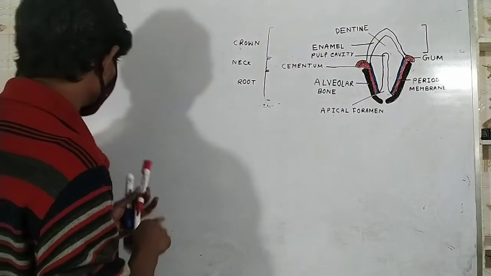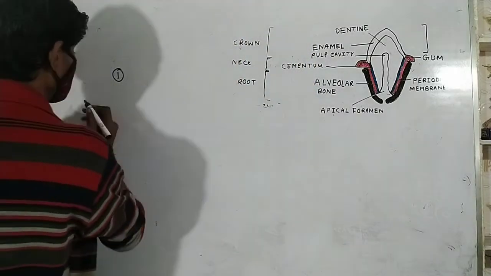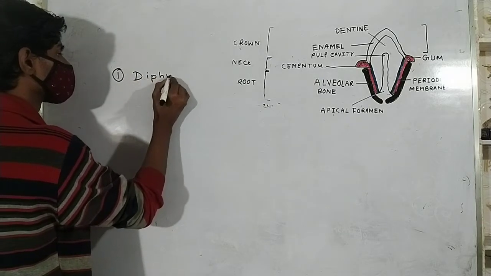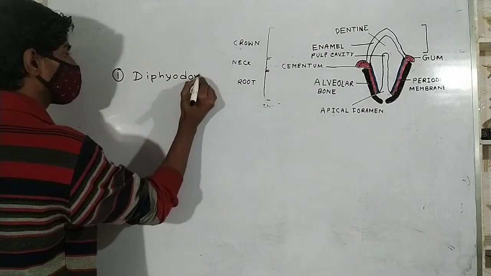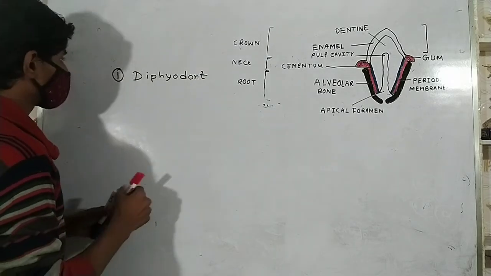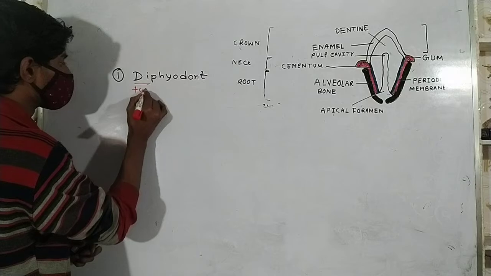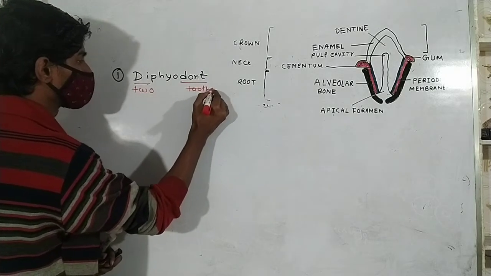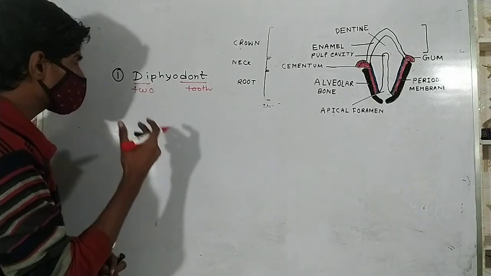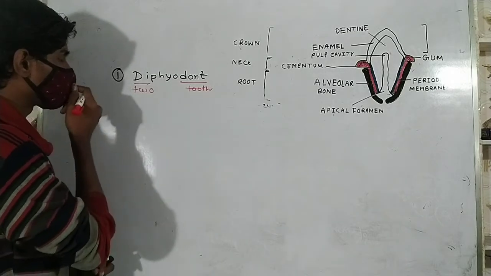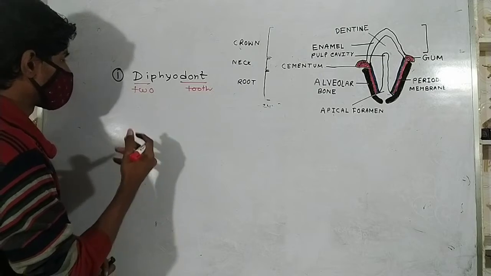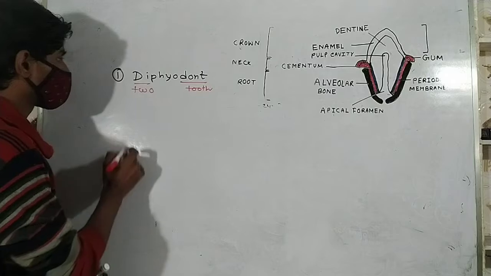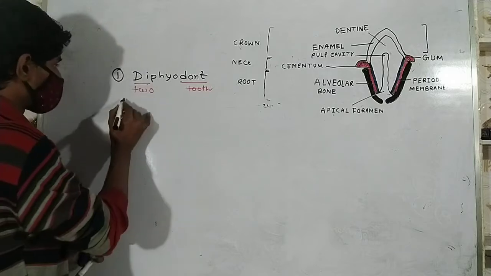So let's start. First of all, human teeth are called diphyodont. If you break the term, you will get di means two and dont means tooth or teeth. So it possesses two sets of teeth in our entire lifetime, and that's why it is called diphyodont type of teeth. Okay. Now, what are they?